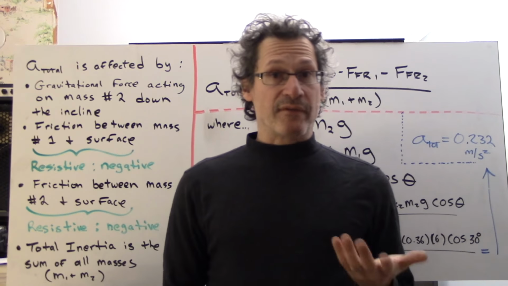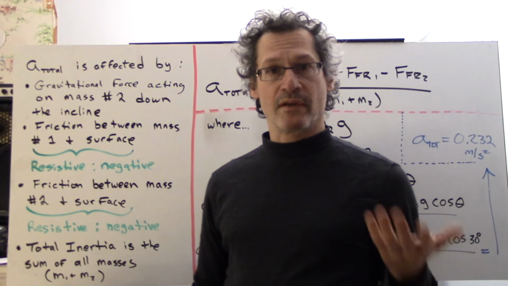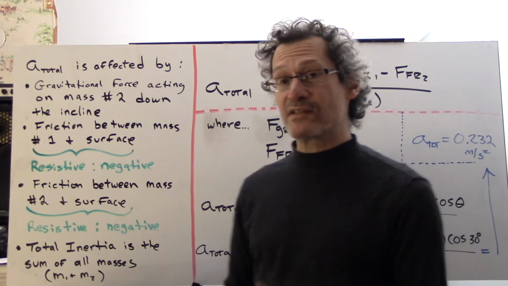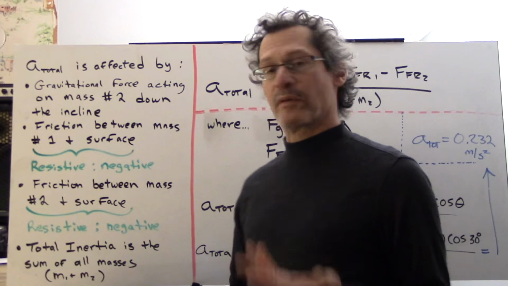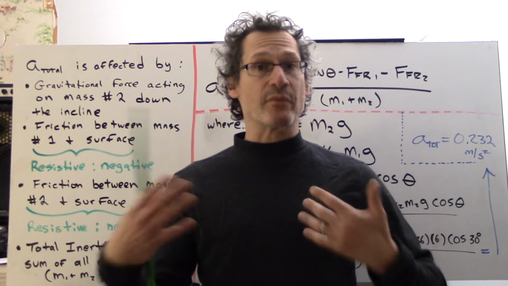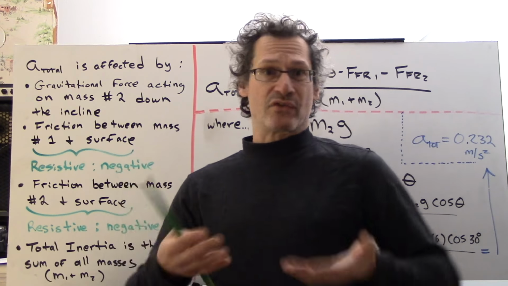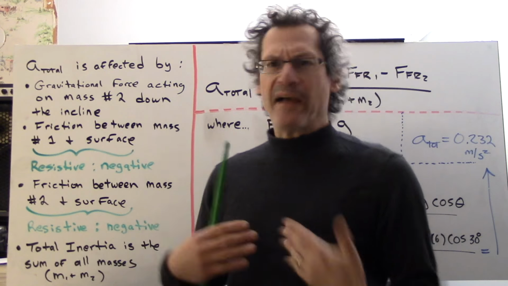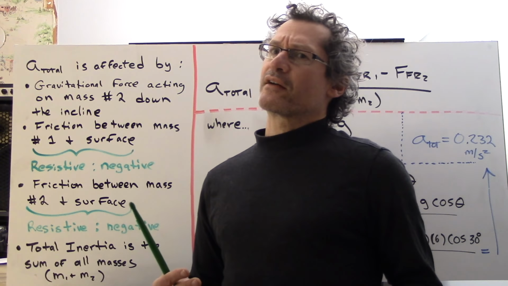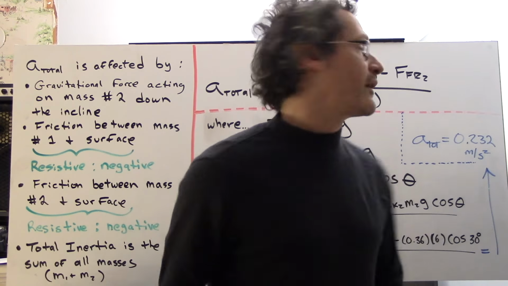The other thing that's going to affect the acceleration of the system as a total is its total inertia, which is easy. It's just the sum of the two masses, m1 plus m2. That comes out in the algebra that we've done anyway, but if we now just know it and reason it out, we have the denominator, and all we really have to worry about is the numerator. So let's go try it out.